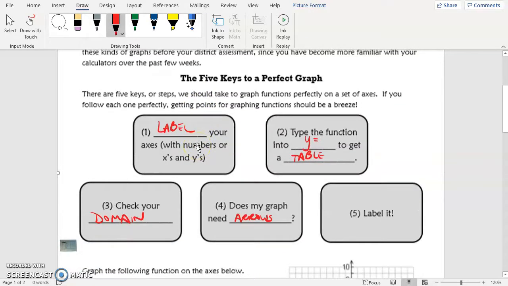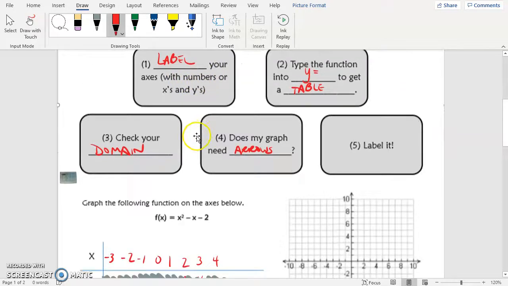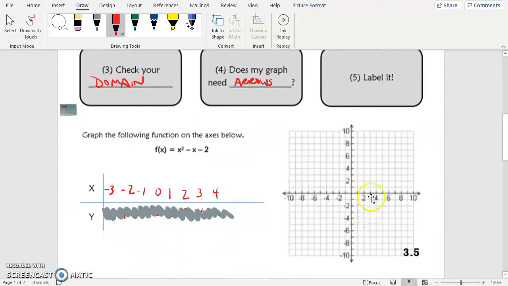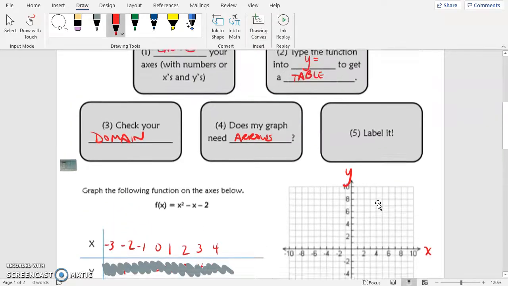So before we start, there's 5 things we need to know about graphs to make sure we make perfect graphs every time. It's so important on the Regents to get these graphs correct that I take a lot of time to go over it. First thing we need to do is label our axes. So for example, sometimes we need to label them with an x and a y to remind ourselves. Sometimes we need to label them with numbers. This one's already labeled for us.